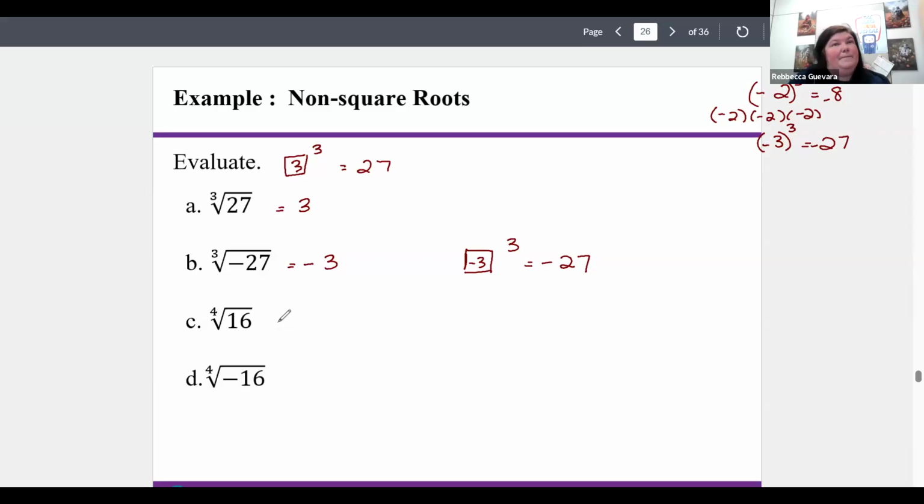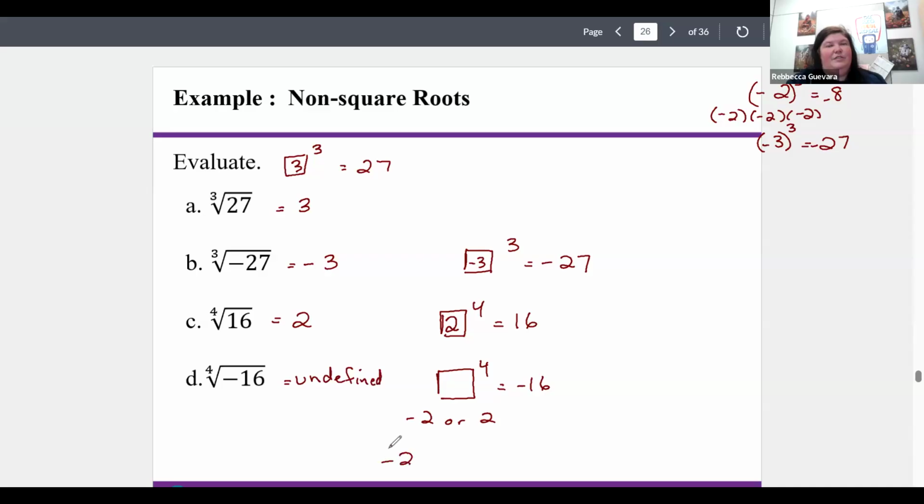All right. Same thing here. We need a number that when I raise it to the power of 4 gives me 16. And we just saw earlier that would be 2. And then here, I need a number that when I raise it to the power of 4 would give me negative 16, which doesn't exist in the real numbers. So my two choices are negative 2 or 2, and neither works. So this is undefined. Just as an example, if I have negative 2 times negative 2 times negative 2 times negative 2, I have an even number of negatives, and that cancels out.